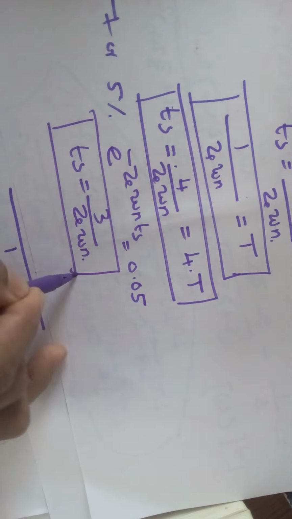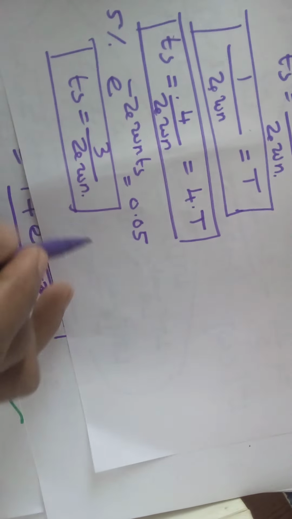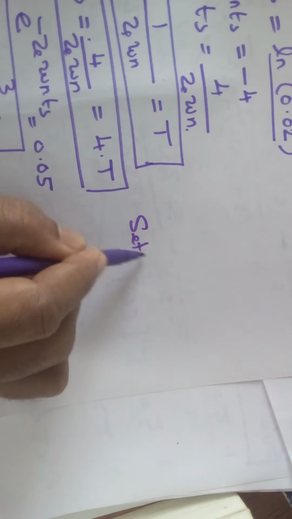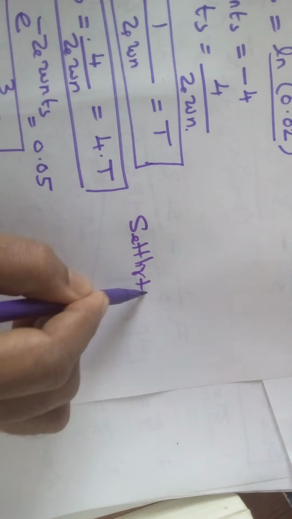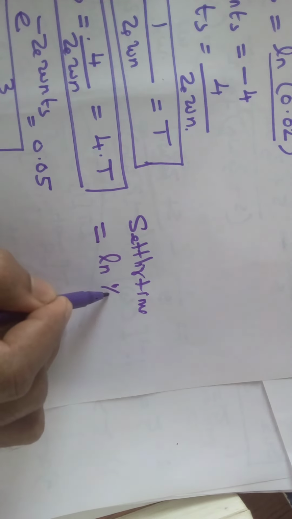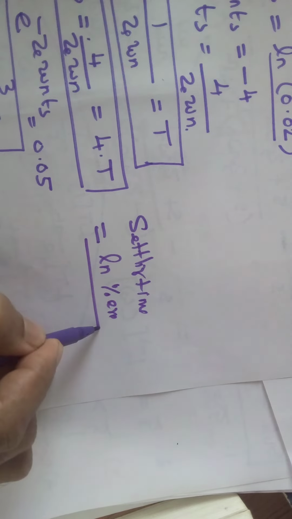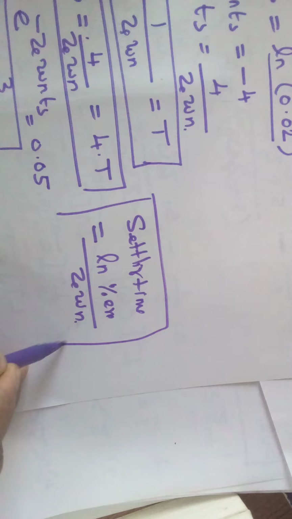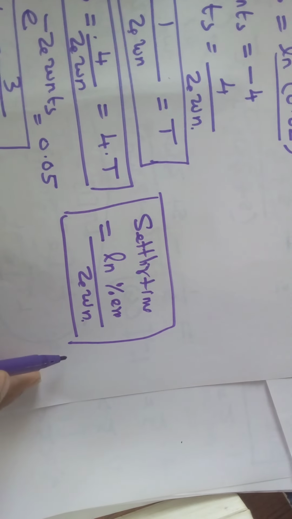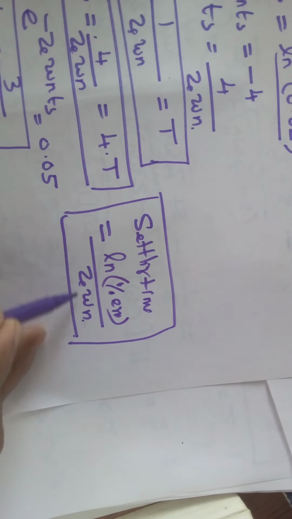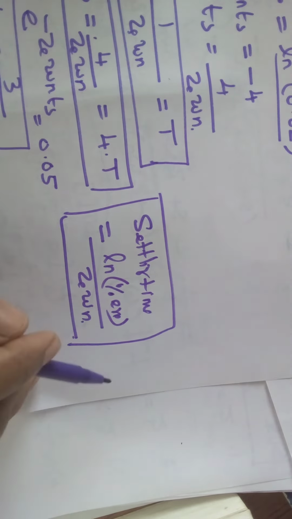Understood? So in general we can write the settling time as natural logarithm of percentage of error divided by theta omega n. This is the formula to find the settling time of any system. Understood? So natural logarithm percentage error divided by theta omega n. Understood? Thank you.